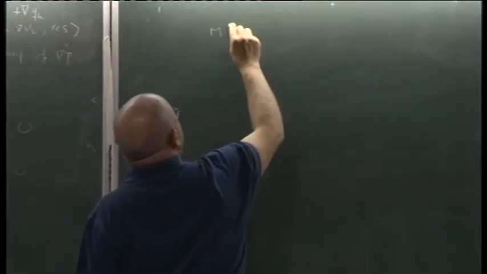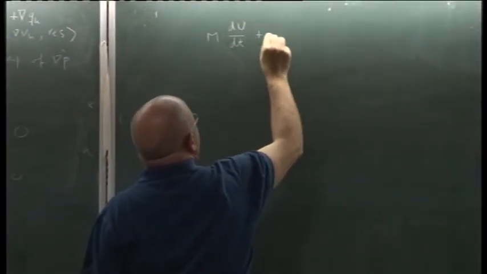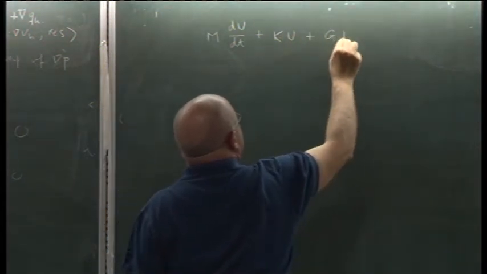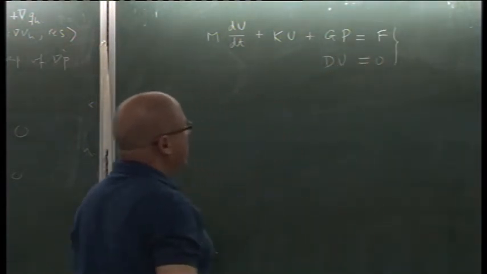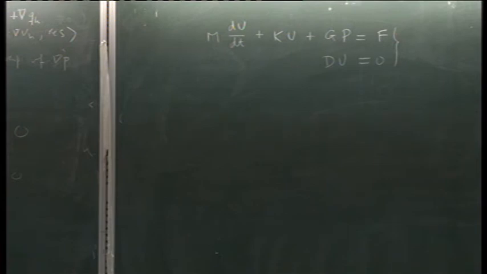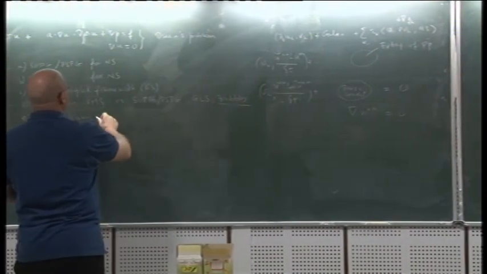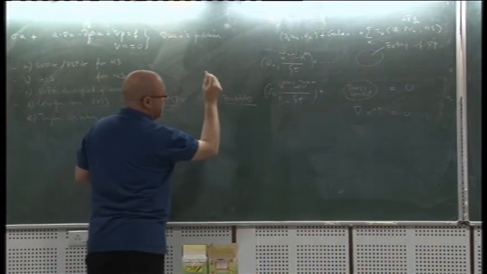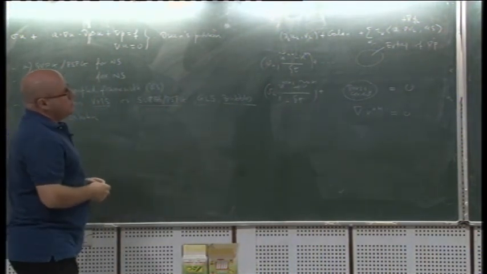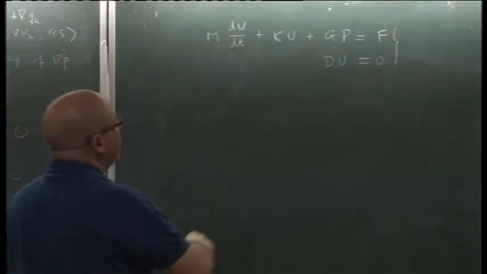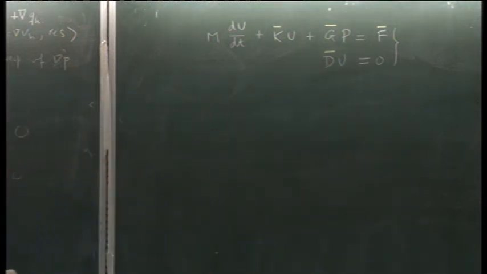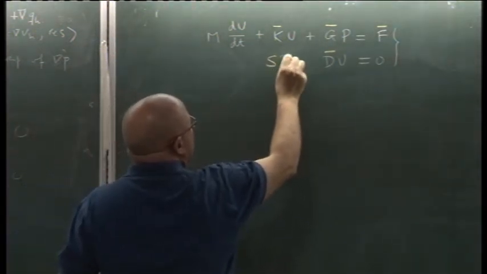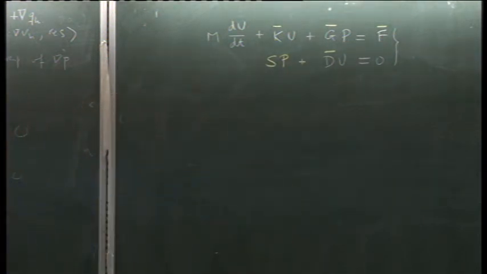M time derivative of u plus a matrix times u plus a matrix times the pressure nodal values equal to f and divergence of the velocity equal to zero. This is Galerkin, right? This is Galerkin. If you use any of the methods that we have seen, so EMS, SUPG, DSPG, GLS, even bubbles, whatever, if you use any of these methods, you will have a modification of all the matrices. So let me put an over bar to denote that you will have a modification of all the matrices. And you will have also a modification in the last equation that we introduced, a term of the form, a stabilization matrix times p in the continuity equation.